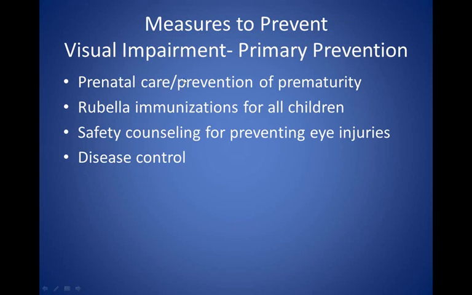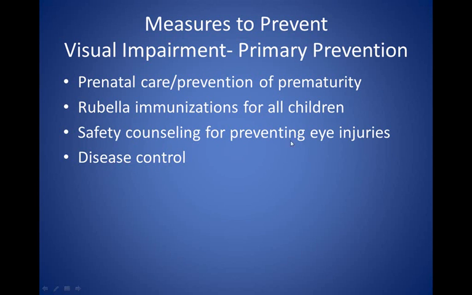Primary prevention for visual impairments: prenatal care and rubella immunizations, because rubella causes blindness and deafness. So rubella immunizations for children. You also want to immunize adults to rubella, but that must be done prior to pregnancy, because if a woman catches rubella when she's pregnant, there's a very good chance either the pregnancy will not be successful or that the child will have severe birth defects.